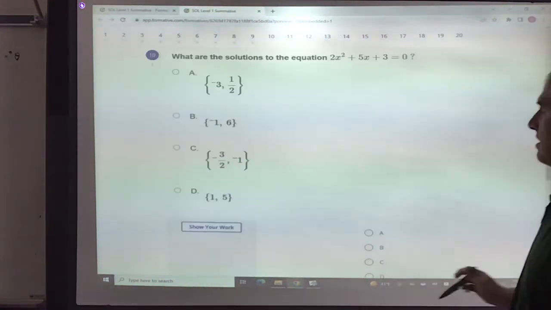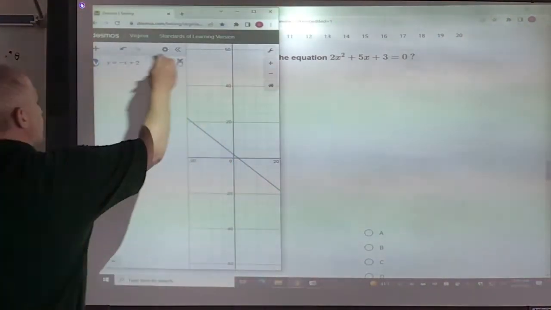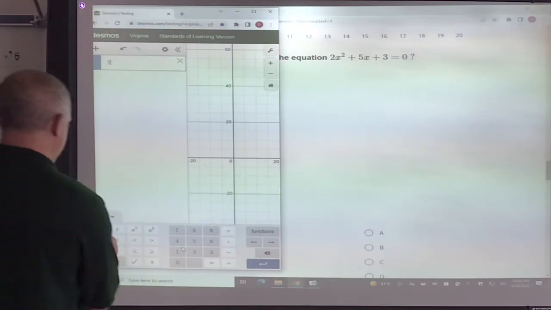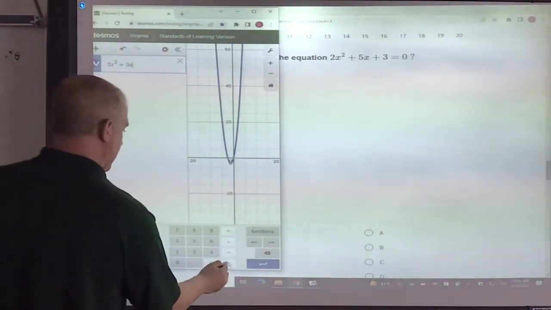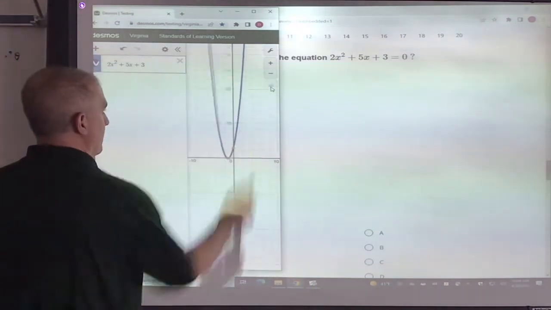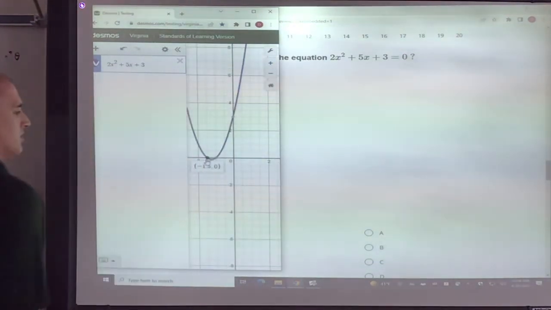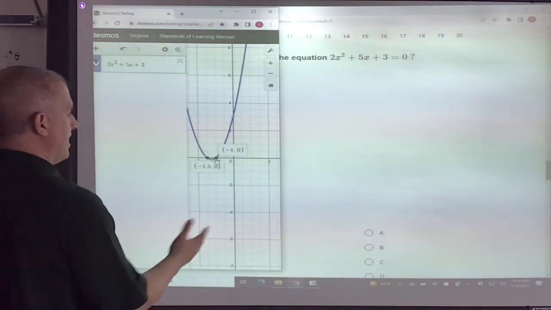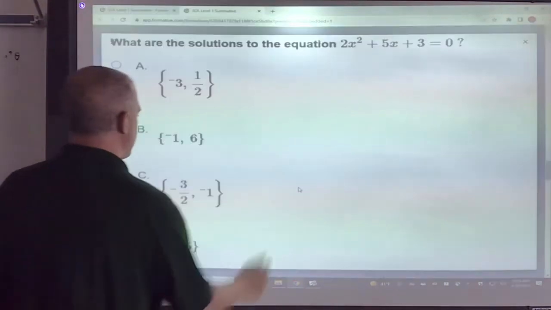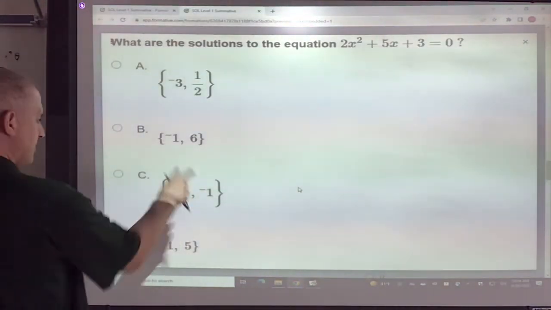Now, here's another question, except this time you have to make the graph. I got 2x squared plus 5x plus 3. You don't really need the equals 0. I'm going to hit home so I can see it a little bit better, maybe even zoom in. If I click there, that's -1.5 and -1. Let's say you're being a good test taker. You got 2 negative numbers. This is your only answer.